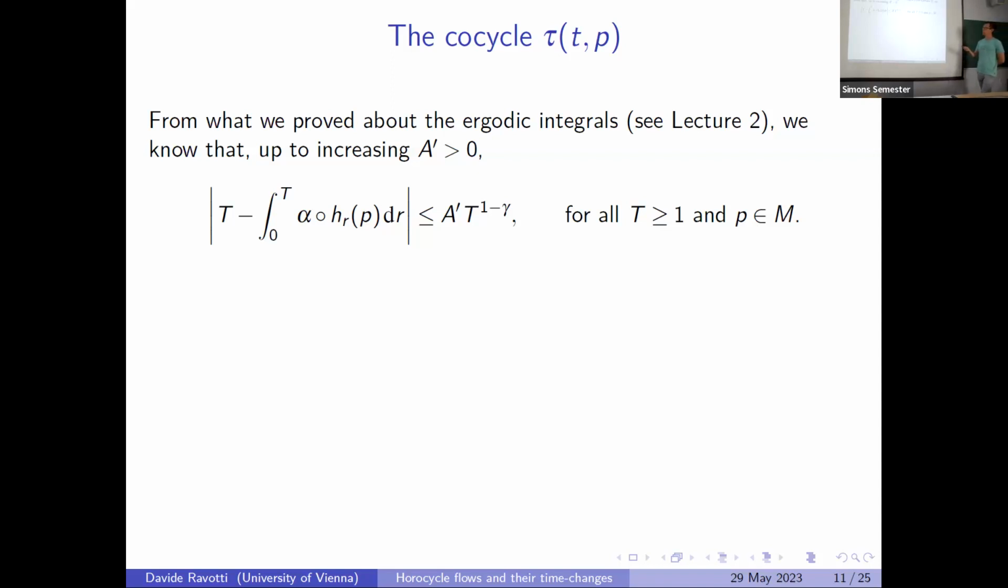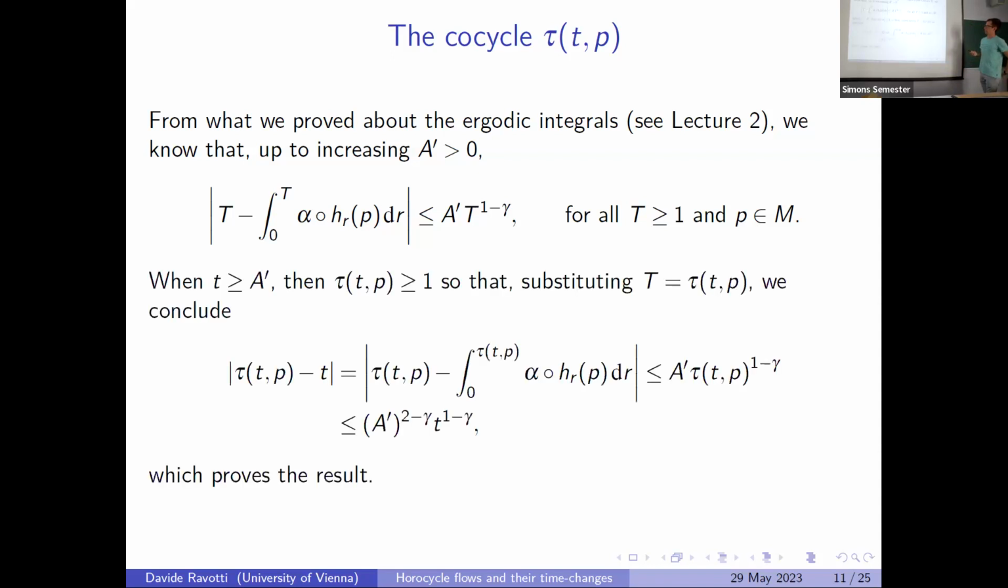Okay, so what we proved in lecture 2 was that 1 over T, the average of the function alpha, will converge to its expected value being 1, at least with the polynomial rate, so with T to the minus gamma. So now I'm just multiplying everything by T. In the last slides, I called gamma nu, or nu 0, it's the same number. And this was true every time capital T was at least 1.